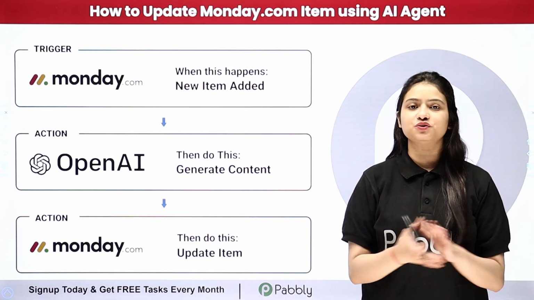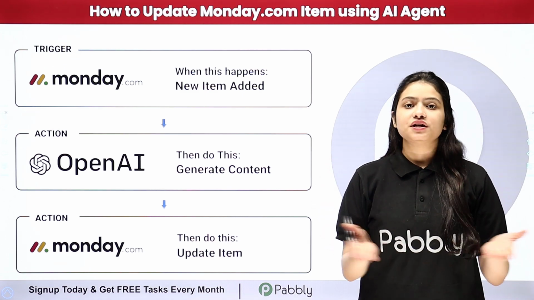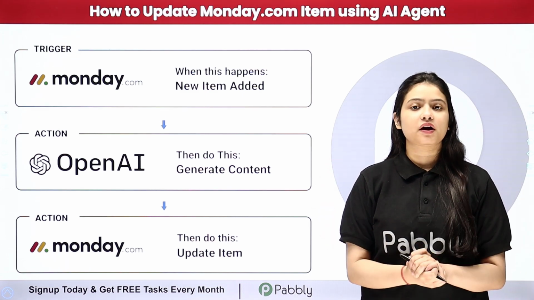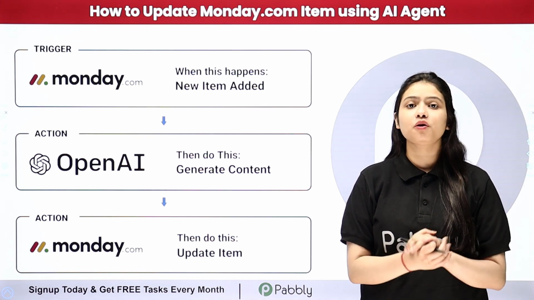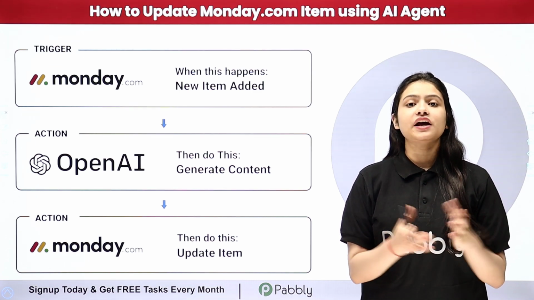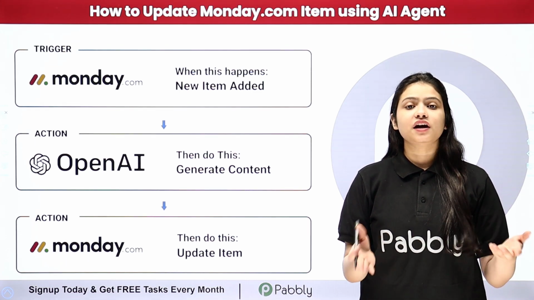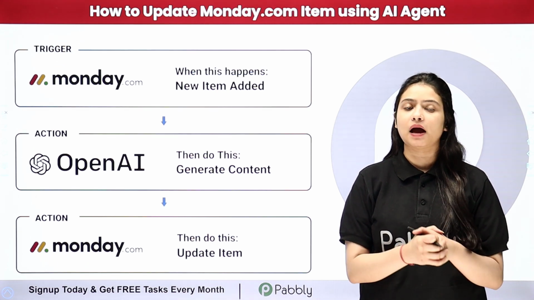In this video, we are going to learn how to update monday.com item using AI agent. So as a content manager at a digital marketing agency, I need to manage multiple clients' projects related to blog posts, social media campaigns, as well as slogans. But doing it manually every time is a time-consuming task. Therefore, I have decided to automate this entire process with the help of my AI agent and Pabbly Connect.